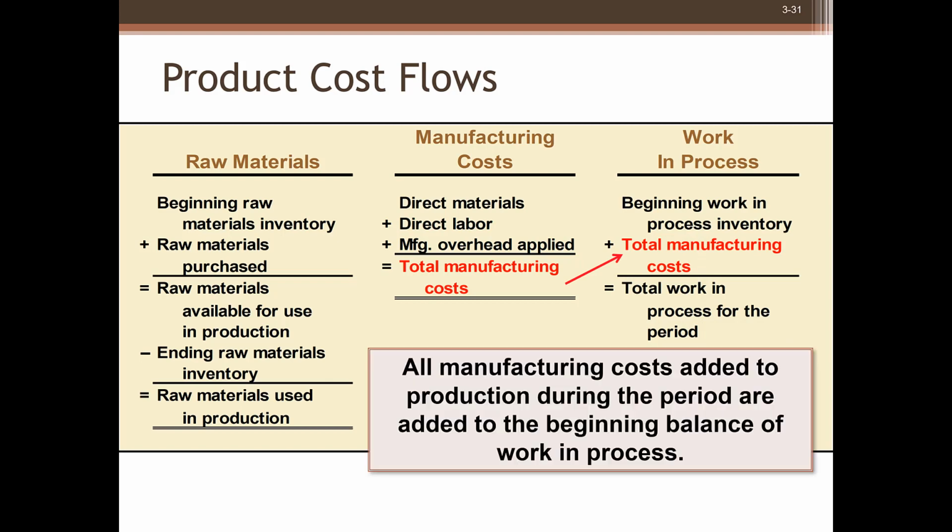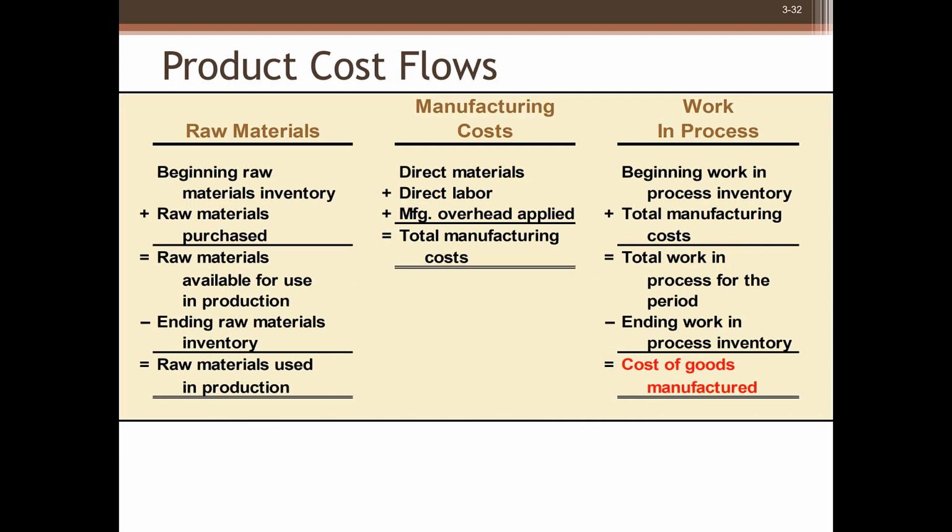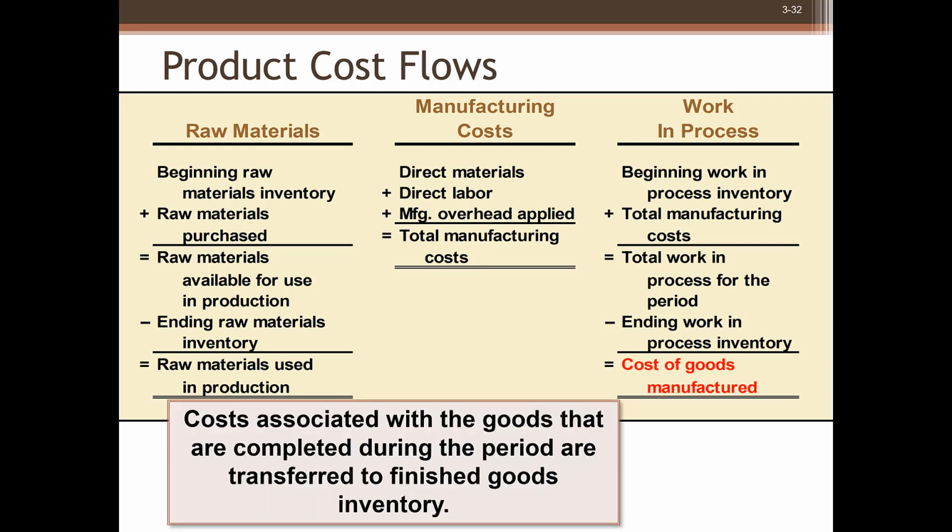Total manufacturer costs are added to beginning work in process inventory to get total work in process for the period. When products are finished, the cost of products finished will be transferred from work in process to finished goods inventory. It's called cost of goods manufactured. If we take a look at the work in process equation here, we subtract ending work in process inventory from total work in process for the period. We can get cost of goods manufactured.